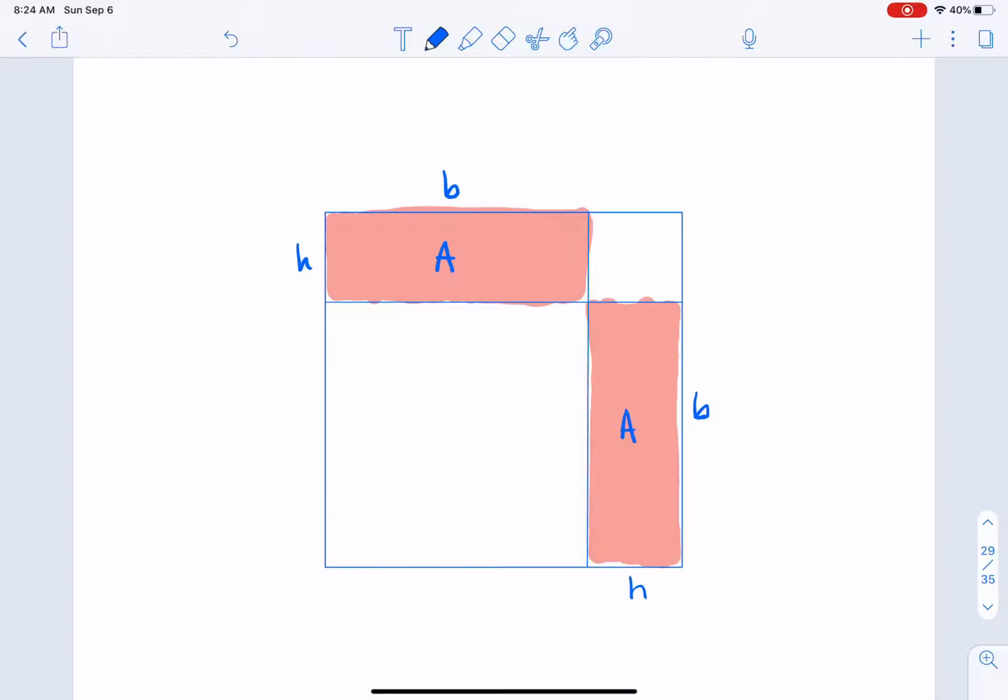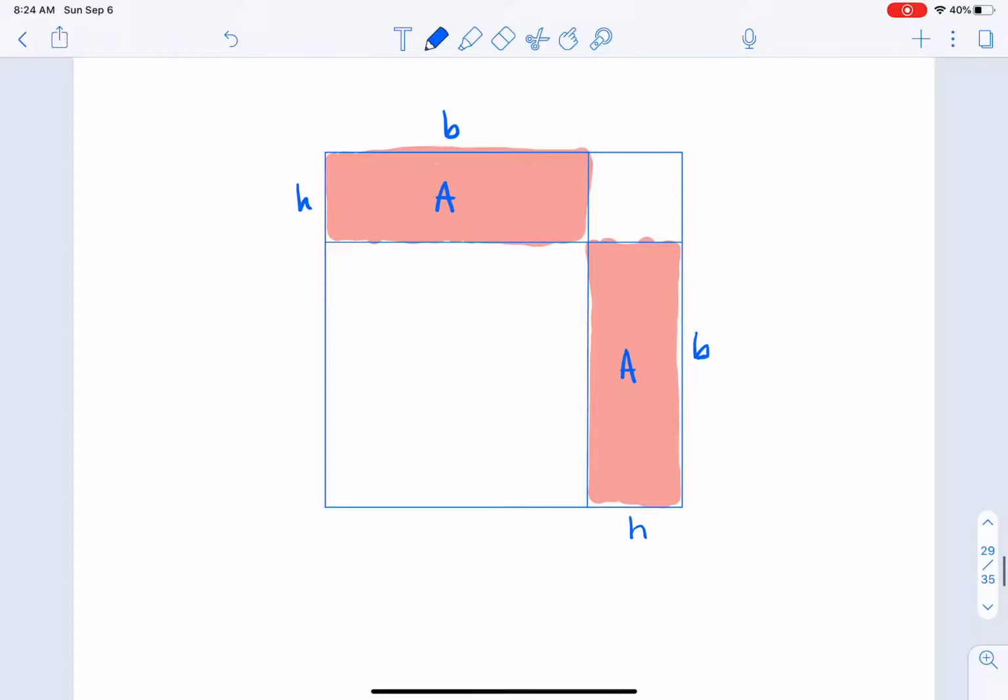All right, so far. Now, let's take those dimensions that we have, the B and the H, and see where else those segment lengths lie in this picture. Like, for example, this length of B is the same thing as this length B, right?